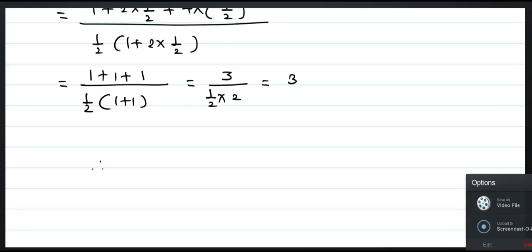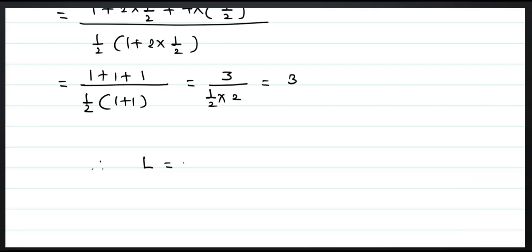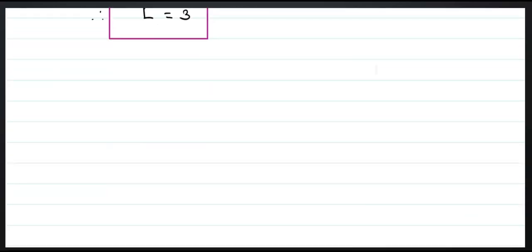Is it right? Answer you can write now. Therefore, L is equal to 3.